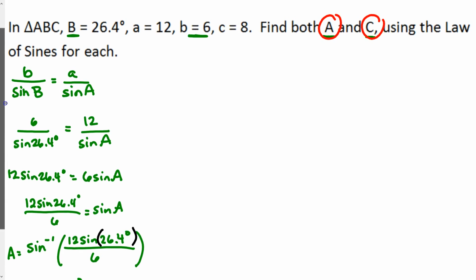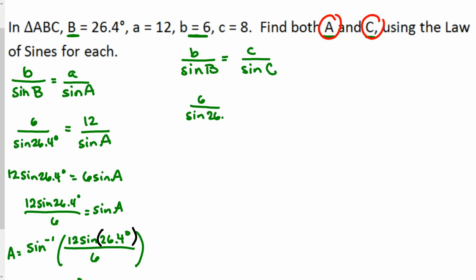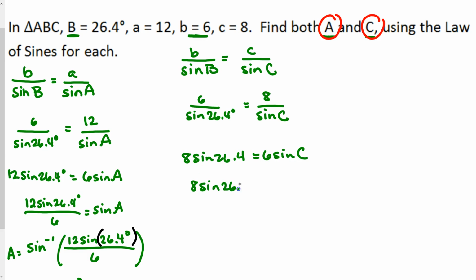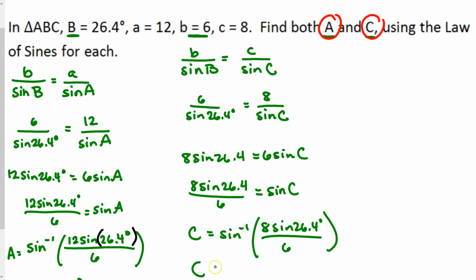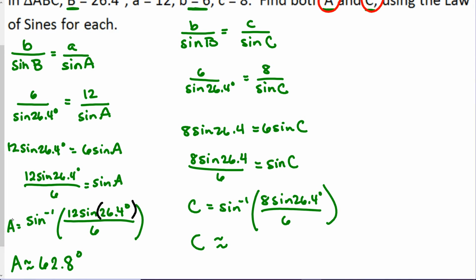Okay, so now let's go through and use the law of sines again to find angle C. So it's going to look very similar. b over sine B equals c over sine C. So 6 over the sine of 26.4 equals 8 over the sine of C. You're going to cross multiply. You're going to divide by 6. And you could reduce 8 over 6, but since we're just going to be putting this in the calculator, it's not really going to matter if we do that step or not. And then we're going to isolate C by taking the inverse sine. Okay, and then from the calculator, 36.4 degrees approximately.